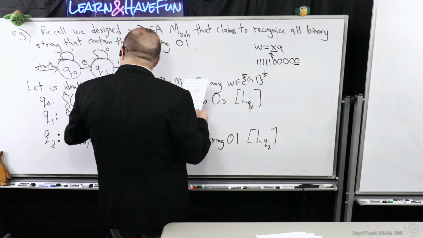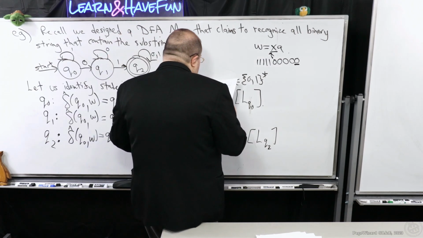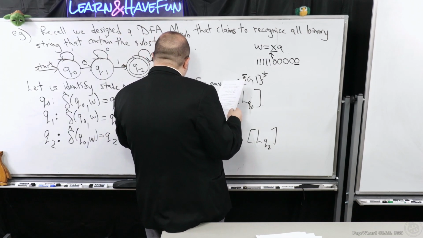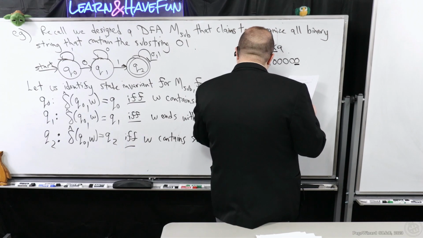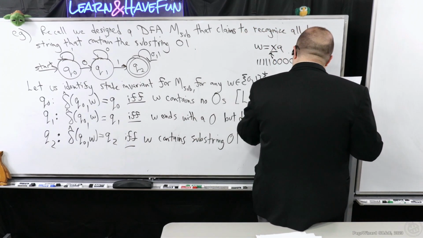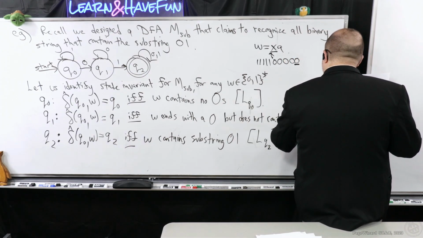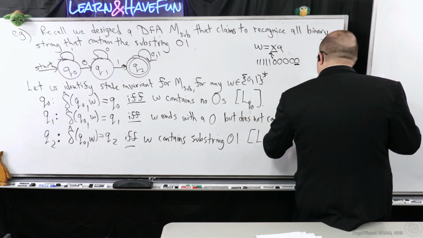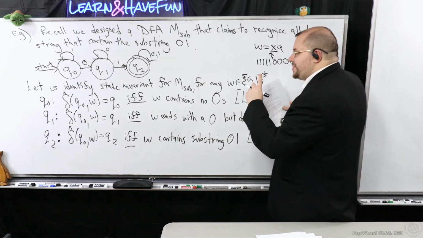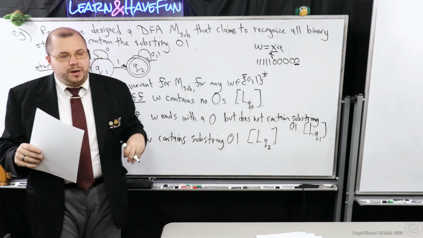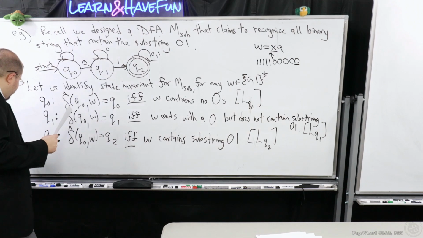So upon processing string W, if we're in Q1, if and only if W ends with a 0, but does not contain substring 0, 1. So I'm referring to this as LQ1. So notice I've defined a language for each one of our invariants. And now something that's really important to notice about this.